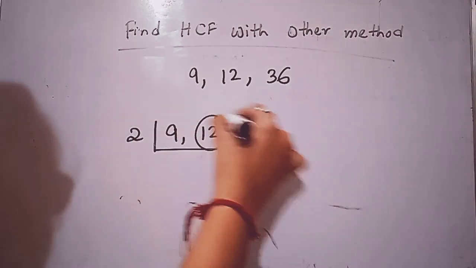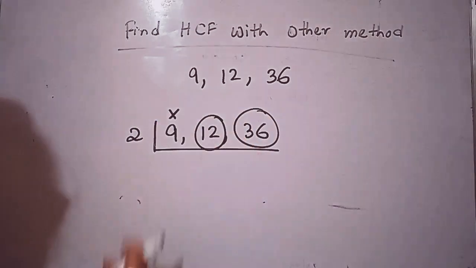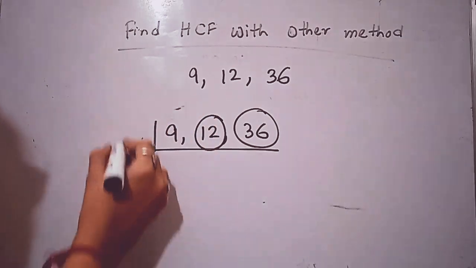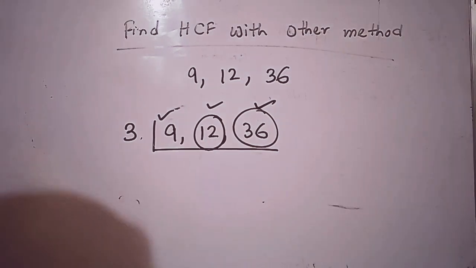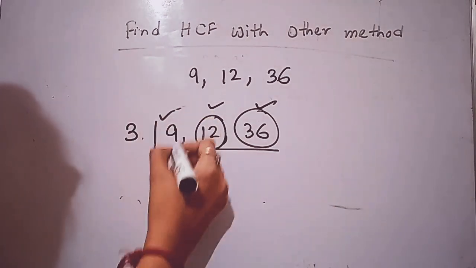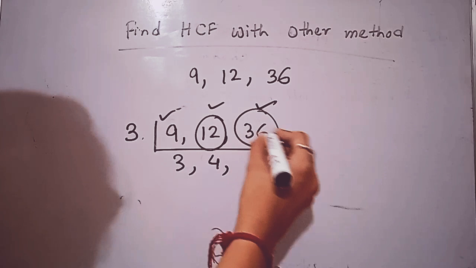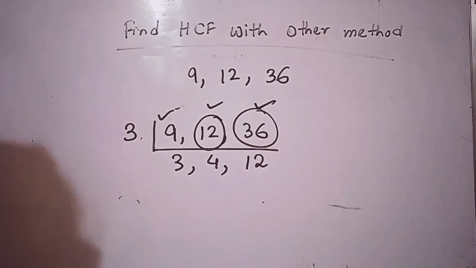2 can divide 12 and 36 but it cannot divide 9. So I cannot write 2 here. I have to write 3, as 3 can divide 9, 12 and 36. Okay, so here 3 3s are 9, 3 4s are 12 and 3 12s are 36.